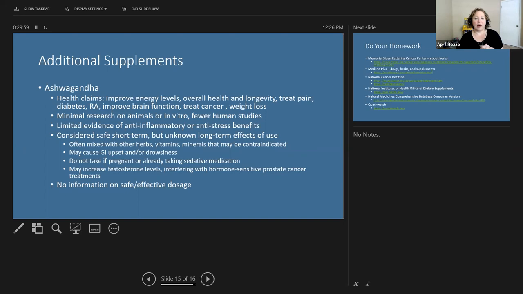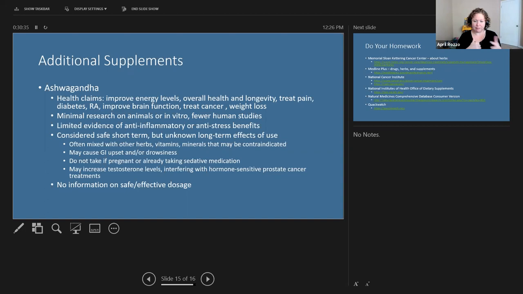Also to consider, the ashwagandha is often mixed with other herbs or supplements into one powder supplement. And so those other ingredients may be contraindicated for you. Ashwagandha itself can sometimes cause GI upset or drowsiness. So if you are already taking a sedative medication, you do not want to take ashwagandha. And it is not appropriate if you are pregnant. Ashwagandha can have negative impacts on the pregnancy.